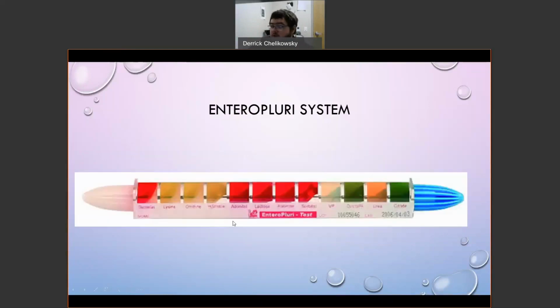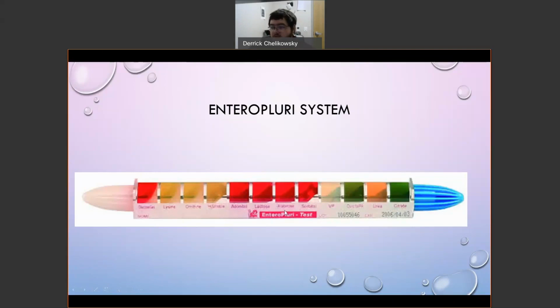On OneDrive, there will be pictures of unknowns, and they will have either the API strip or the Enteropluri strip. This is the Enteropluri strip right here. These are the different wells. This is an uninoculated Enteropluri. And you're going to have here an unknown number and a temperature. That's mostly for us, but it's also for you since you're identifying your unknown. This is the same unknown that you had last week. And you'll have different tests that are going on.